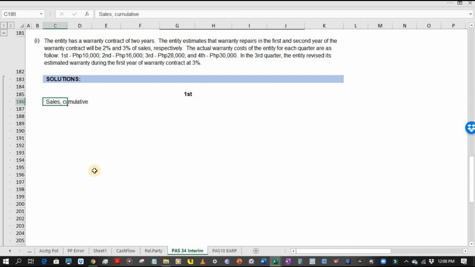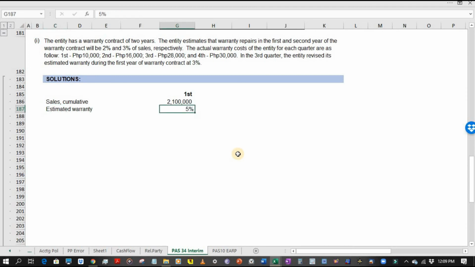So for the first quarter, our sales, so I will use the cumulative amount. For the first quarter, that is 2.1 million. That is for the first 3 months of the year. Then our estimate is 5%.